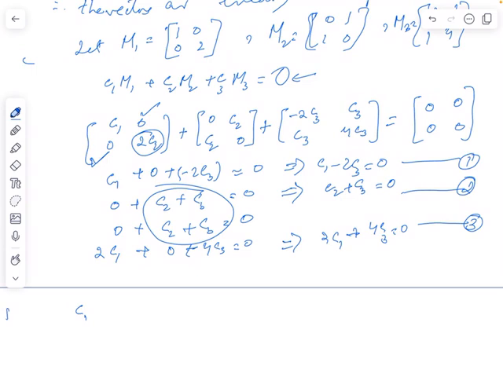So I rewrite from 1. I say from 1, C1 is equal to 2C3. So we plug this in the third. Plug in 3. So this gives me 2 times 2C3 plus 4C3 is equal to 0, or 8C3 is equal to 0, or C3 is equal to 0.